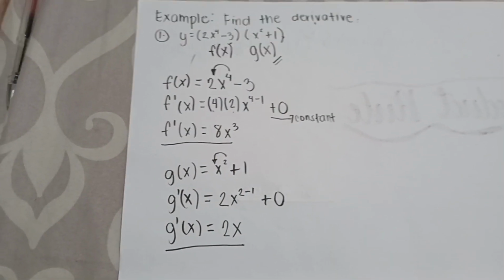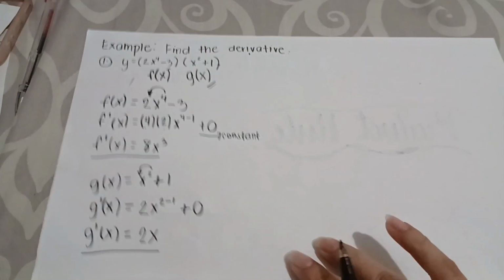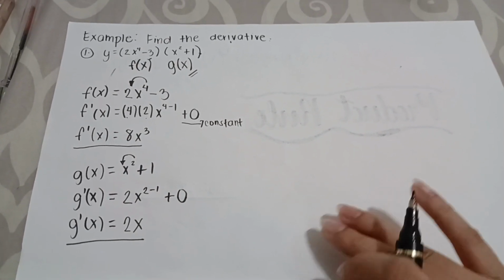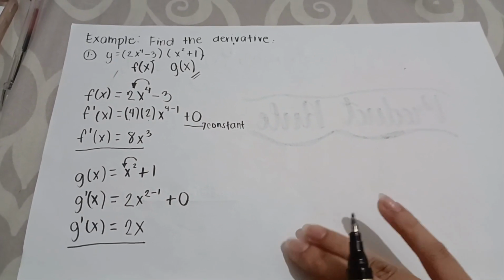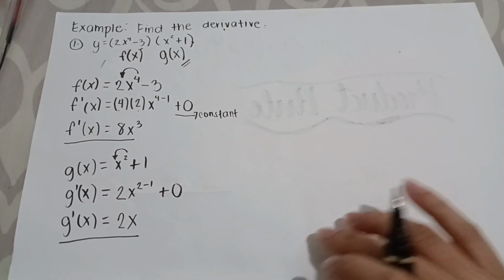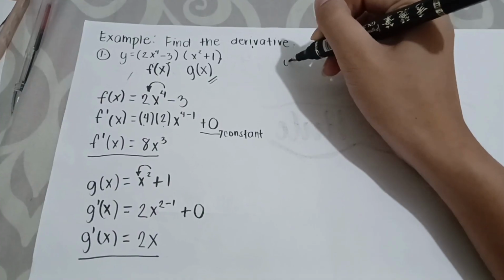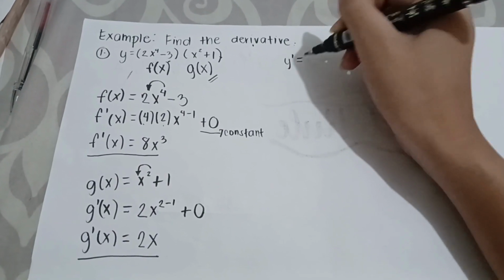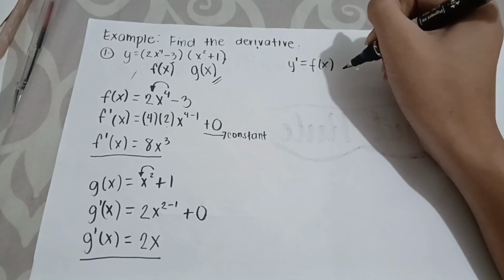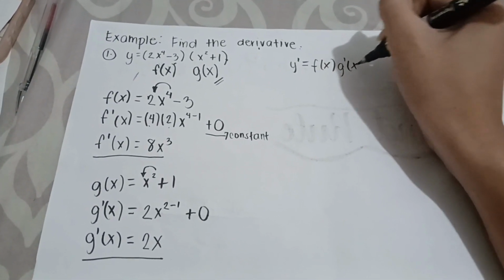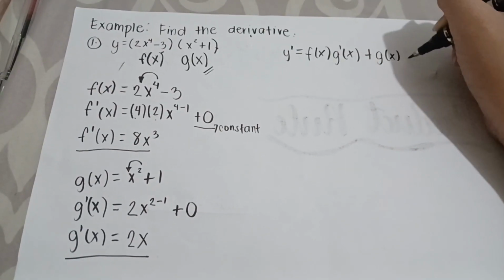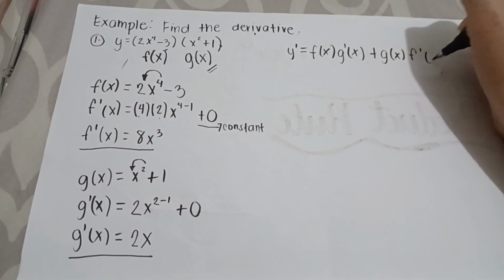Okay? Since we are done getting the values of f of x and f prime of x, and g of x and g prime of x, we will proceed on using the formula. We have y prime is equal to f of x times g prime of x plus g of x times f prime of x.